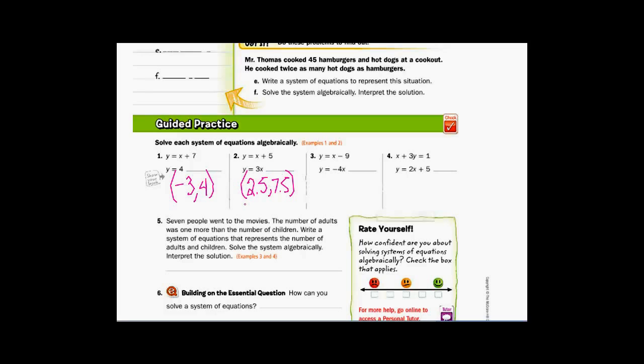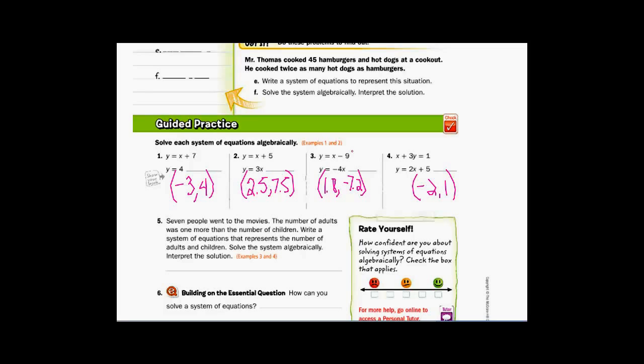Okay, number 2 is 2.5 and 7.5. Number 3, 1.8 and -7.2. As you can see, it's perfectly normal to be getting decimals out of these, so that is fine. If you come up with a decimal, don't flip out and think that you did something wrong. How would you know if it's right or not? Plug it back in. Plug in 1.8 for this. Is -7.2 the same thing as 1.8 minus 9? Yes. That's what you got.